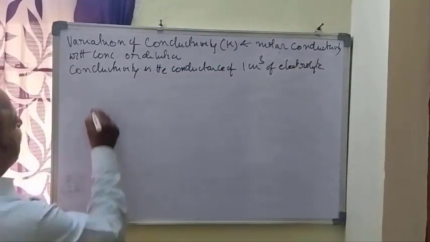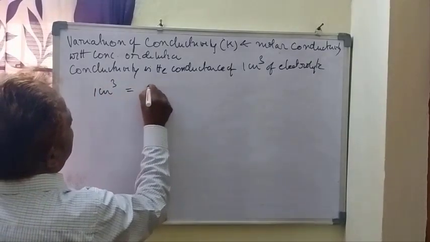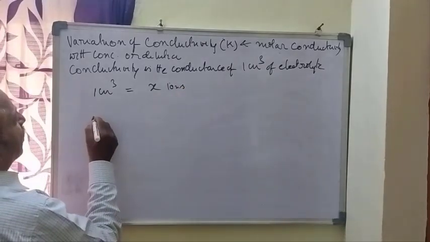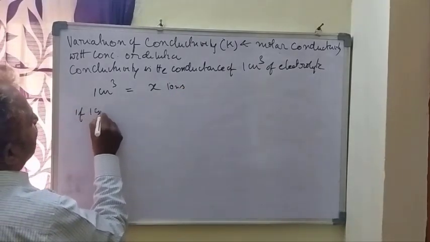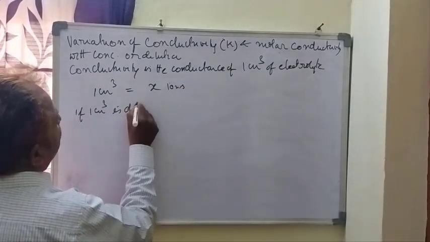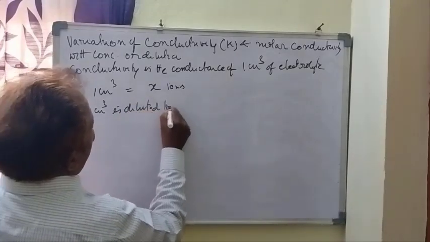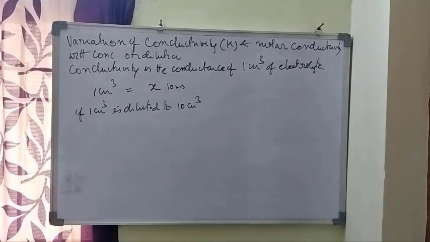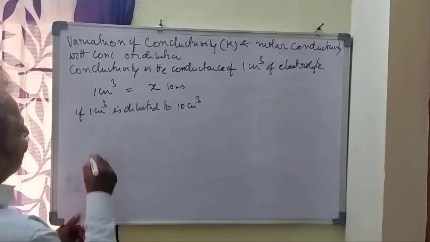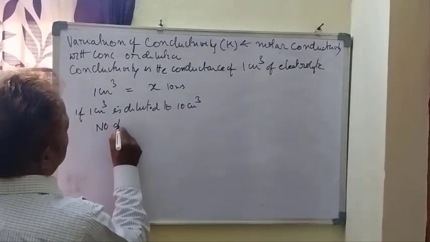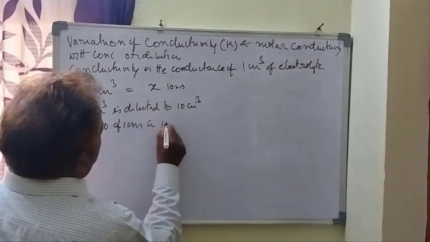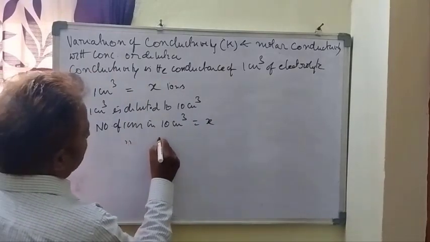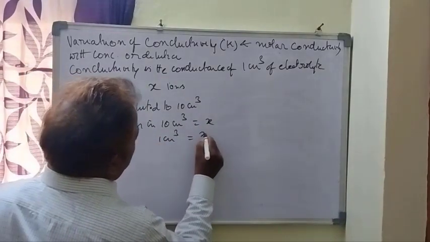Say certain X ions may be present in 1 cubic centimeter. If it is diluted to 10 cubic centimeters, that is 9 cubic centimeters of water is added, the number of ions does not increase. Therefore, the number of ions in 10 cubic centimeters is also X. Now the number of ions in 1 cubic centimeter is X by 10.